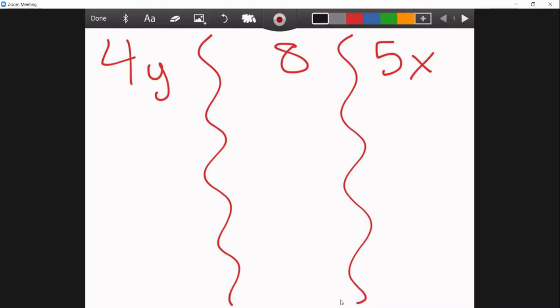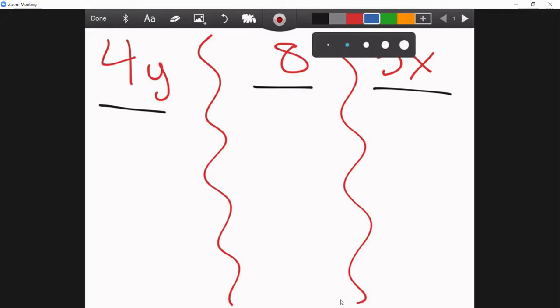In this video, I'm going to go over how to identify like terms. So here we have the term 4y, we have 8, and we have 5x. So we are going to have to make a list of terms that are alike. So let's start with the first one, 4y.